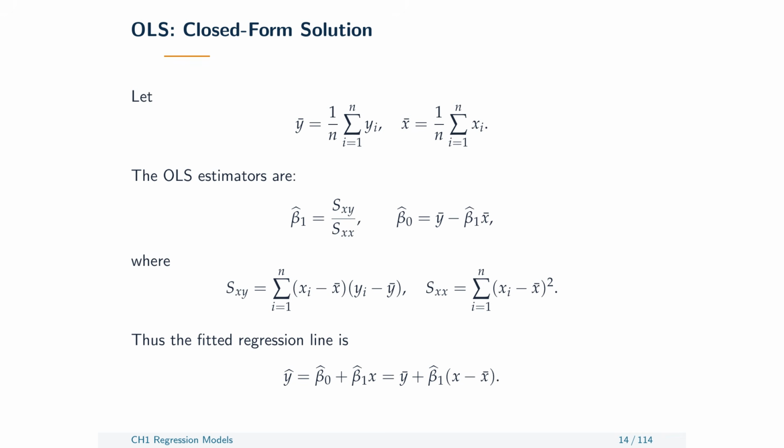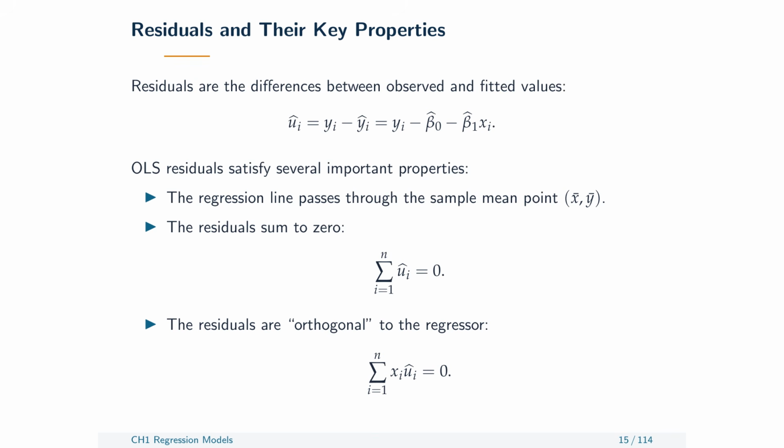The slope estimate can be described as the sample co-movement between x and y divided by the sample variation in x. More precisely, beta 1 hat equals the sum of centered x times centered y divided by the sum of squared centered x. The intercept estimate equals the sample mean of y minus beta 1 hat times the sample mean of x. This formula explains two essential facts.